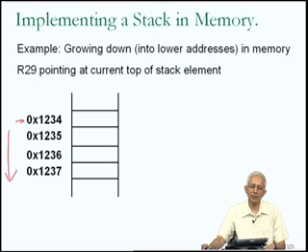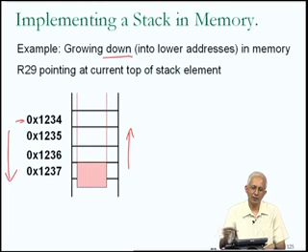I'm going to assume that the stack grows down in memory. In other words, it grows not in the direction of the arrow, but in this direction. It's growing into lower and lower memory addresses, which is what we mean by down. I'll also assume that R29 is being used as the stack pointer and that it points at the current top of stack element. All right, so let's assume that right now the stack looks like this.